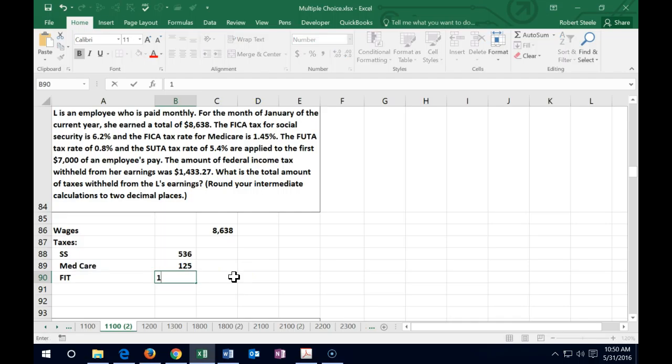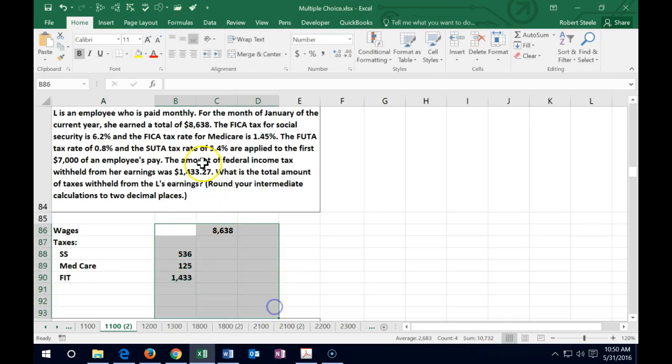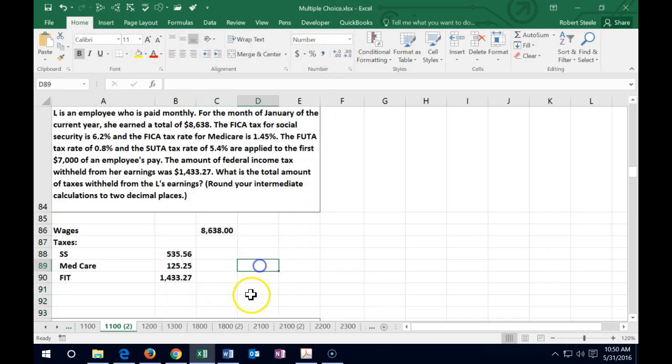And they're just going to give us that 1433.27. And it looks like we want to see some decimals here. So I'm going to highlight this whole thing, and I'm going to go to the Home tab and add decimals. So there we have that.